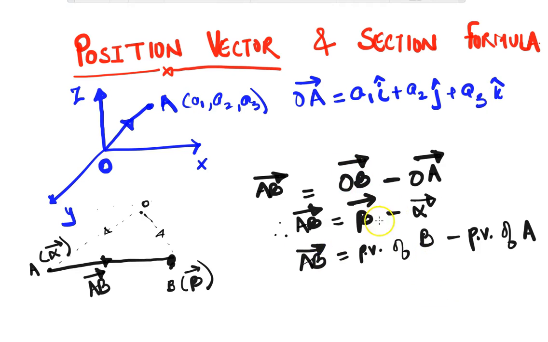So you can see, without knowing where O is or where the origin is, I could do an operation on AB and find AB vector, which is nothing but the position vector of B, which is beta vector, minus the position vector of A, which is alpha vector. Hence this concept is very important. In a lot of questions, you do not have to know where the origin is, and you'll be able to solve them.